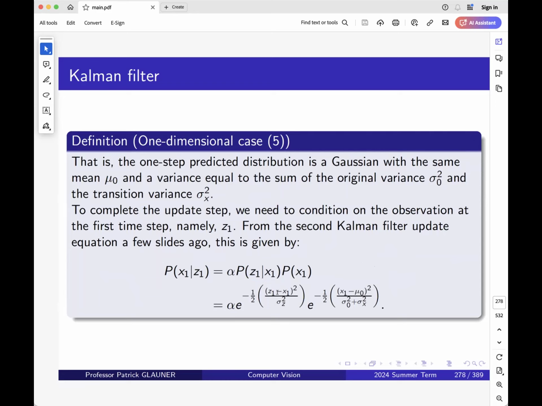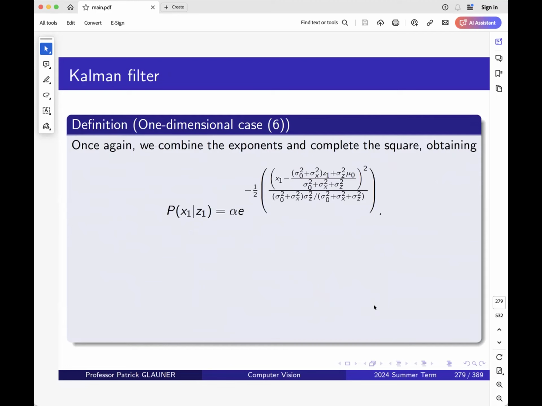In fact, they are also just Gaussians, because our distribution over x1 is something we had just calculated in the last slide, and our sensor model can also be described as a Gaussian. That's something we had said already before as well. Now we have this term, which again doesn't look great because we have these two exponentials.